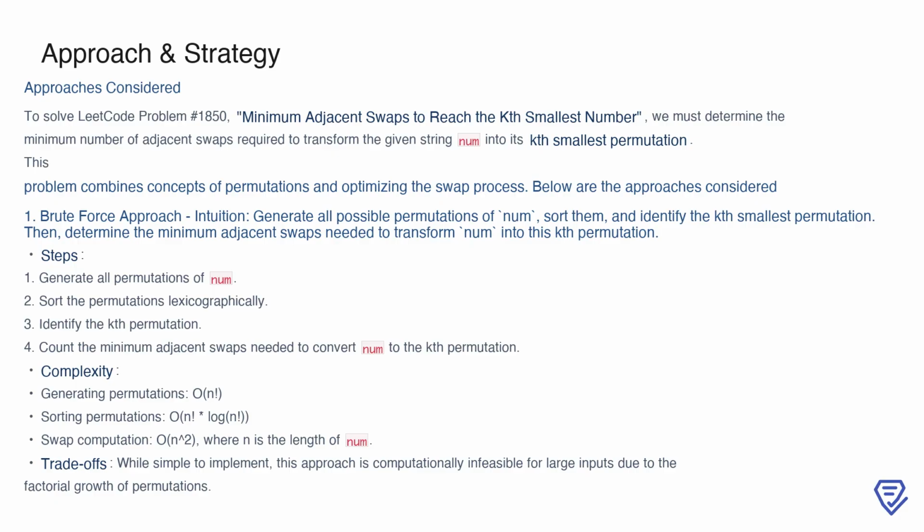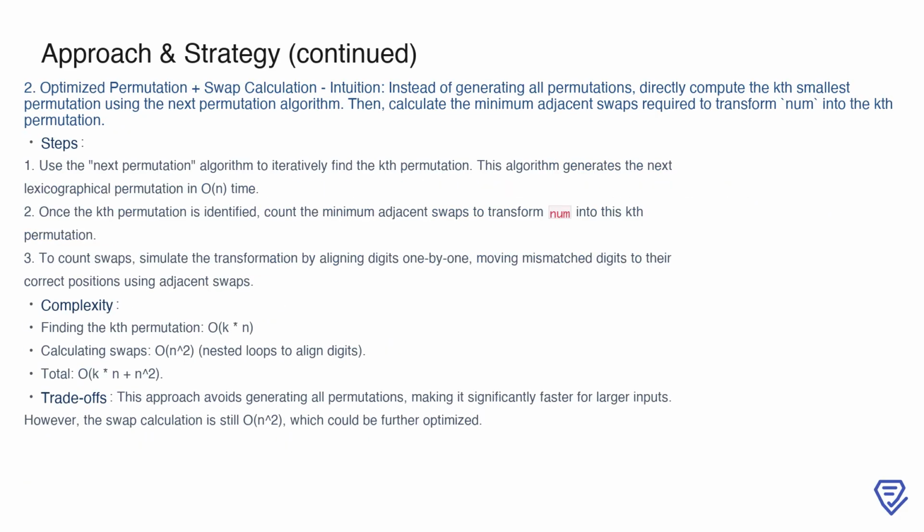Generating all permutations grows factorially with the length of the number, and sorting them further adds computational overhead. While it's conceptually simple, this method quickly becomes impractical for larger input sizes due to the sheer number of permutations involved. A more efficient alternative involves directly computing the kth smallest permutation without generating all permutations. This is achieved using the next permutation algorithm, which allows us to iteratively generate permutations in lexicographical order. By repeating this process k times, we can directly obtain the kth permutation.